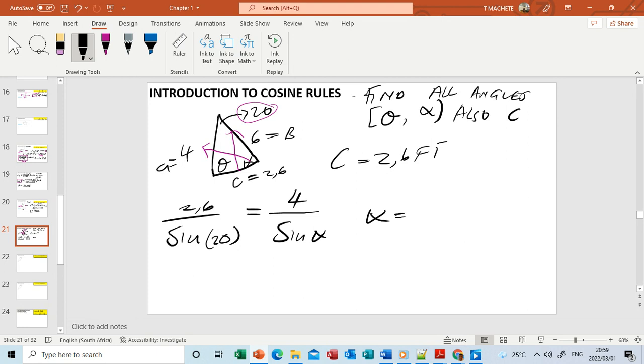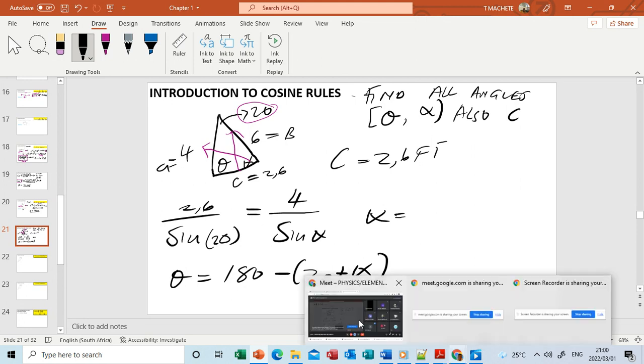Then all these angles inside must add up to 180 at the end. Once you find your alpha, to find theta you say 180 minus 20 plus alpha, because it's the sum of a triangle, they add up to 180. Do you guys get my point? Yes. Any question?